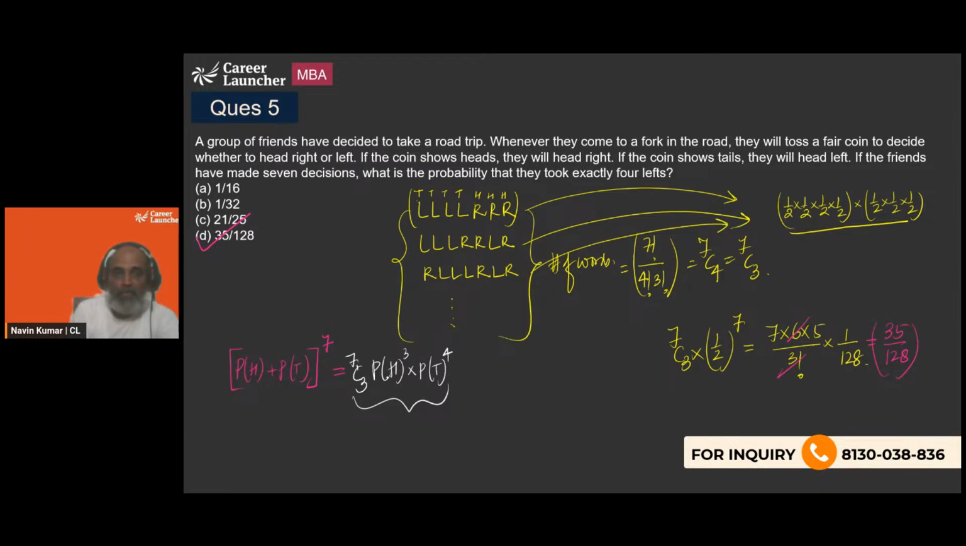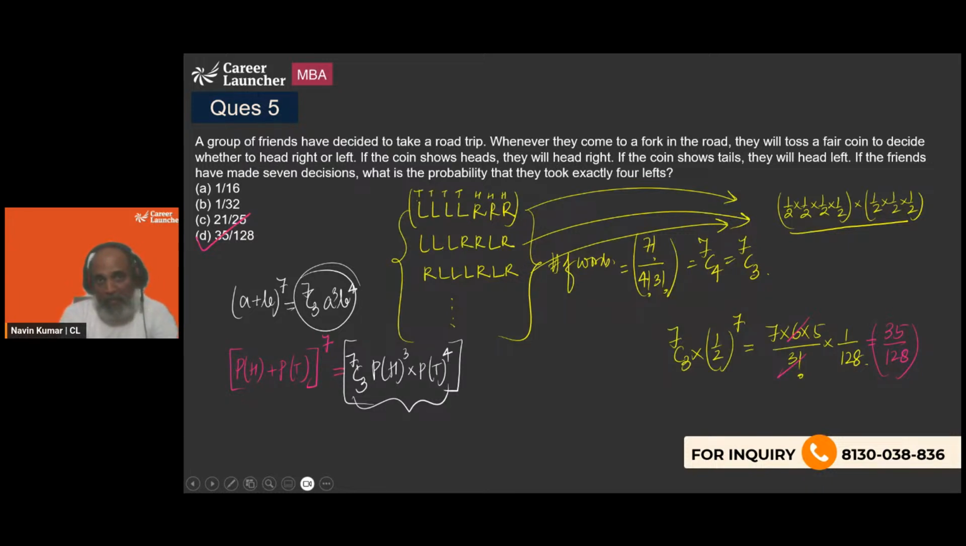I hope you are aware of binomial expansion, that in (a plus b) whole to the power 7, the coefficient of a cube b to the power 4 is 7C3. So we have to take care of the entire term here, right? So maybe a little new concept for you, but it's a very standard concept that is asked in XAT and CAT. So practice such type of questions. It's not very rare, but it's not very common as well. But yes, it's common.